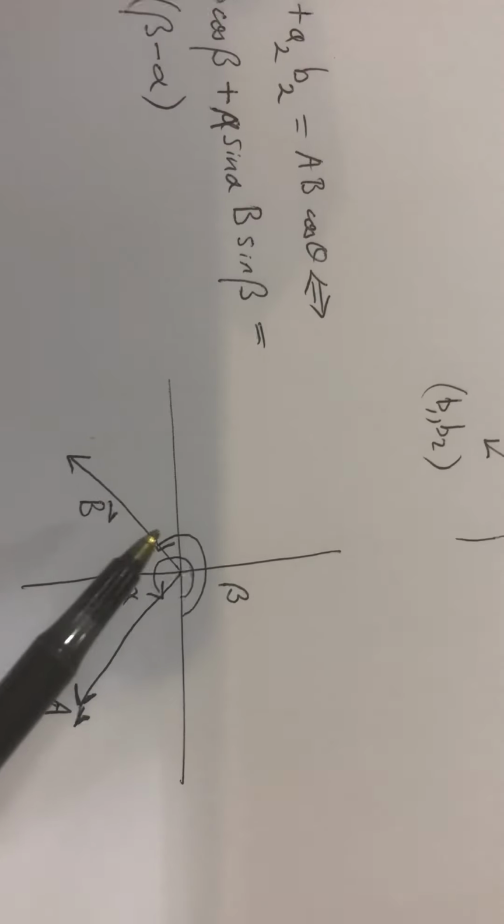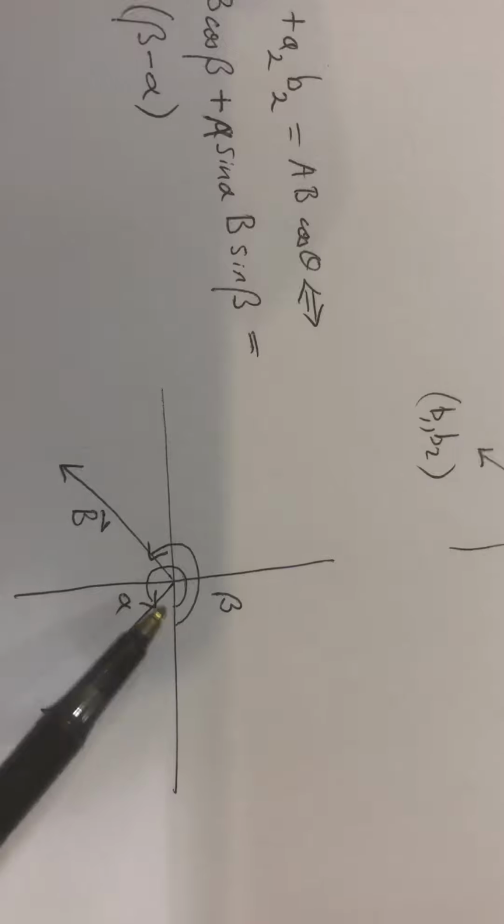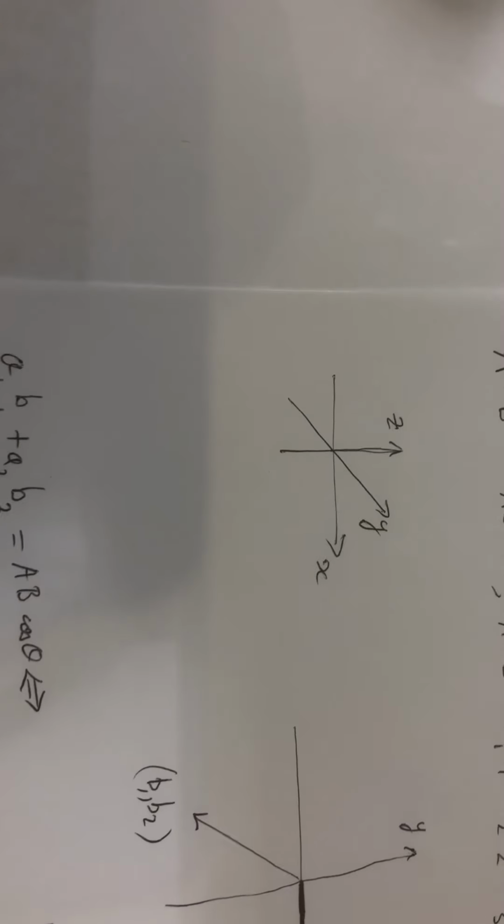Notice how I'm defining their angles. I measure counterclockwise from the positive x-axis. I call this alpha, this beta, and I just stop when I reach the vector. I don't keep going around and around. All right, this is a useful proof technique.